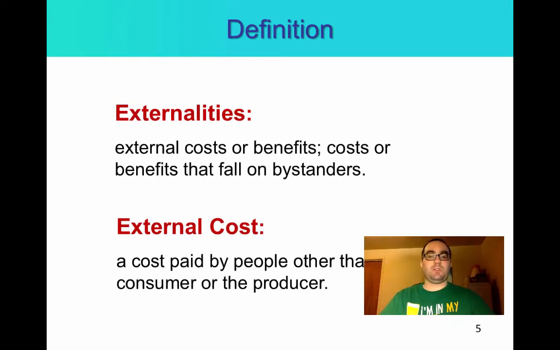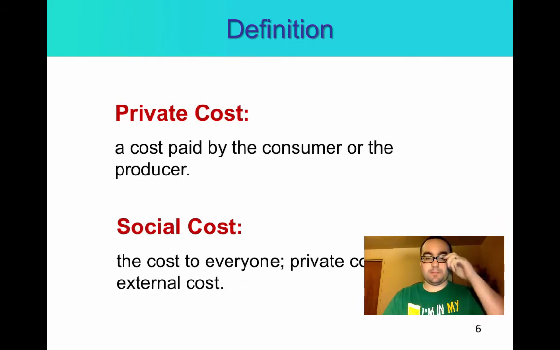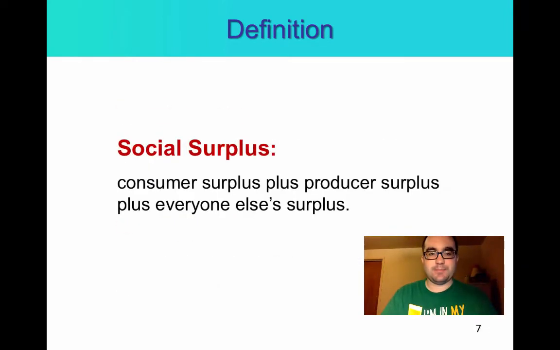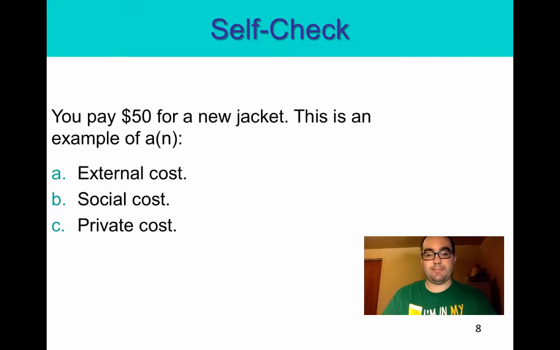Okay, so we just mentioned their external costs or benefits. They fall onto the bystanders, and a cost is that people other than the consumer or the producer are paying it. So the private cost is the cost that is paid by the individual or the producer, and the social cost is the cost or the extra benefit to everybody else. So a good way to find it is the total cost minus private cost. You guys don't have to do those calculations, but it's just something to think about. Social surplus. This is the consumer surplus plus the producer surplus. And if it is a positive externality, it could be plus everyone else's surplus that they get in addition to that.